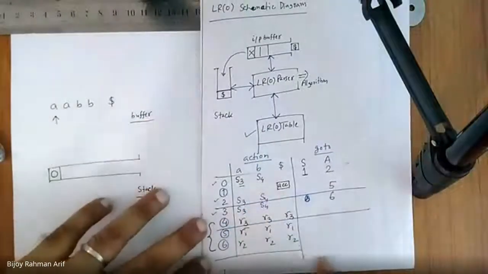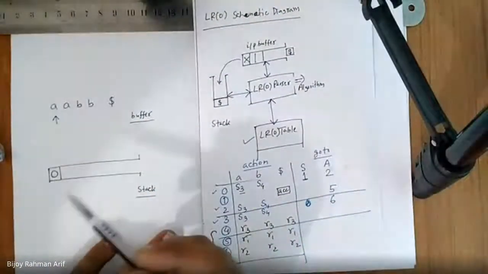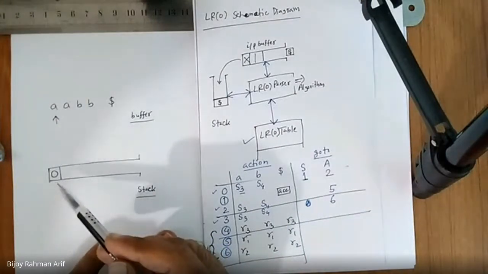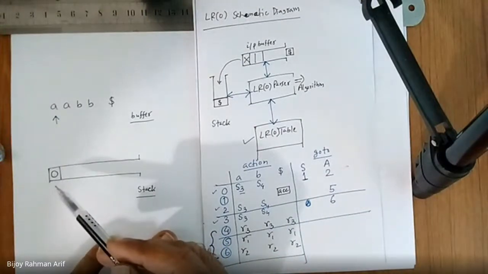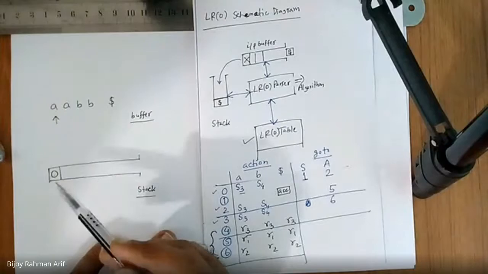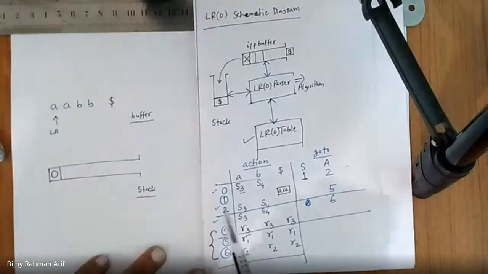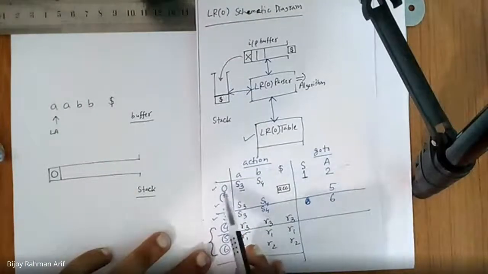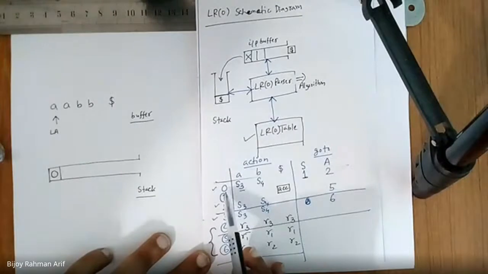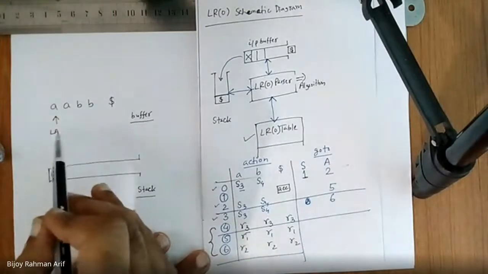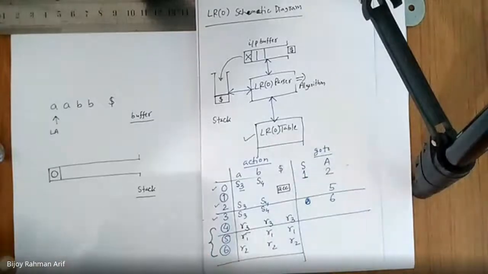Now start the algorithm. What is the entry in the stack right now? 0. Stack is 0, and my lookahead is A. So this is nothing but the state numbers. We go to state 0. And what is the lookahead? A.